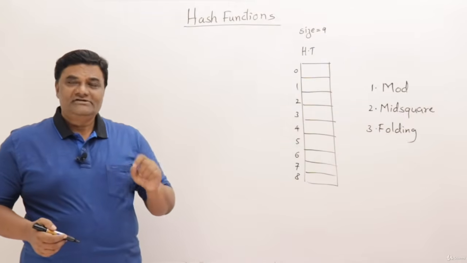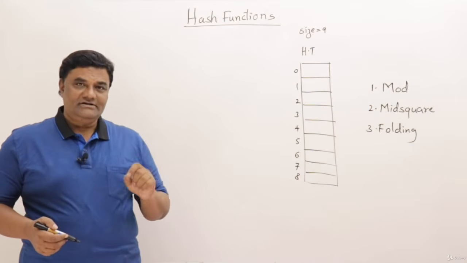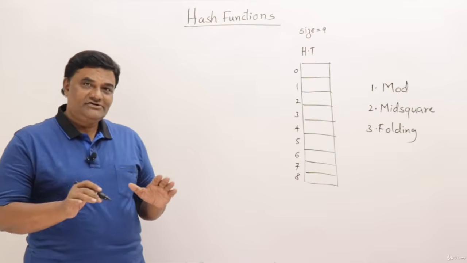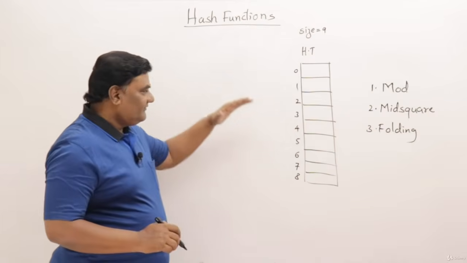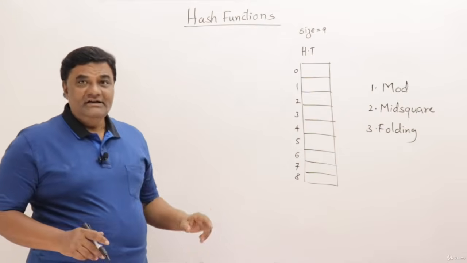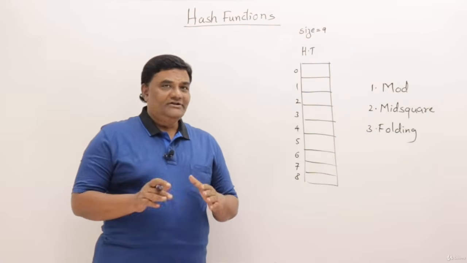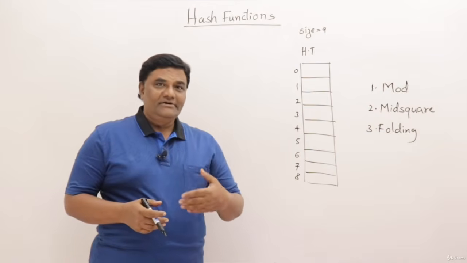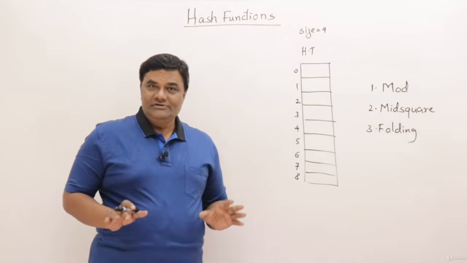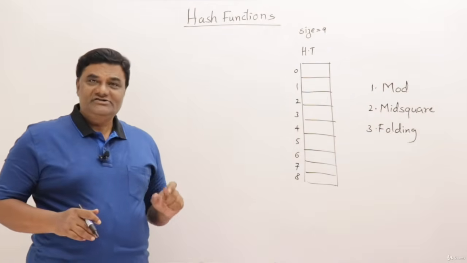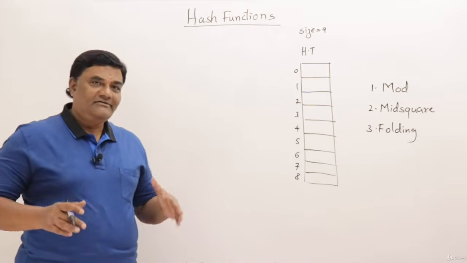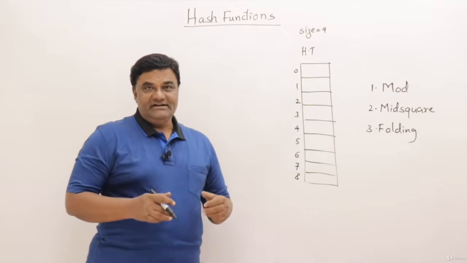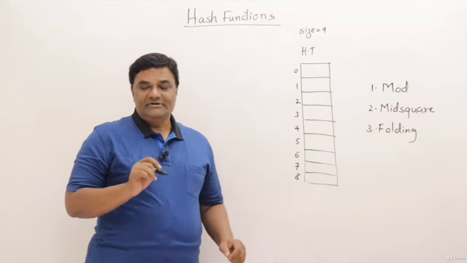See, the first and foremost requirement or property of a hash function is that the hash function should be selected such that the values in a hash table must be uniformly distributed. Whether you are using chaining or open addressing, that is linear probing or quadratic probing, whatever the method is, the values in a hash table must be uniformly distributed. All the values should not be concentrated or collided at the same place every time. So this is the first and foremost property.